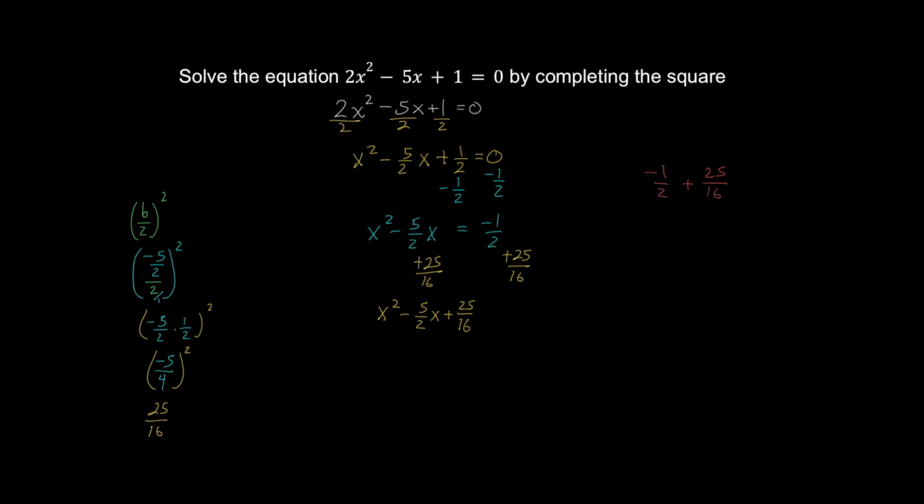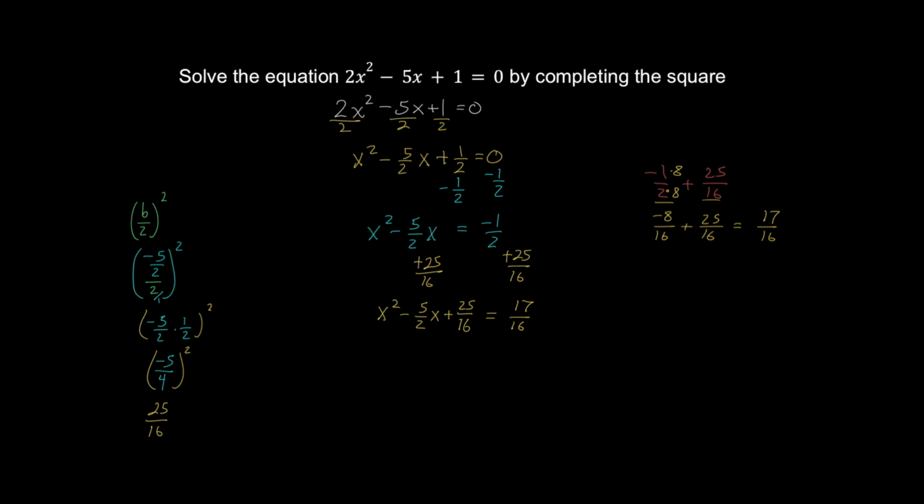The common multiple between 2 and 16 would be 16. So the second fraction doesn't need change, but the first fraction I'll have to multiply by 8 to get a common denominator here. So negative 8 over 16 plus 25 over 16, which gives me 17 over 16. So that is what we have on the other side of the equation. There we go. Now we can do the factoring part.